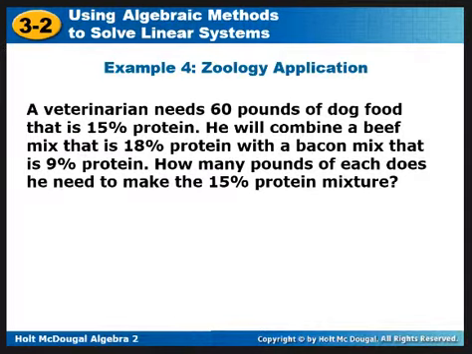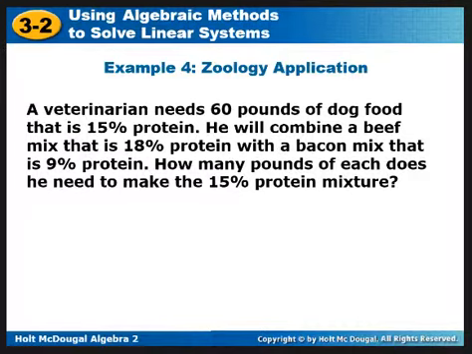How many pounds of each does he need to make the 15% protein mixture? All right, so what we need to do is come up with 2 different equations that we can put together in a system and use to solve this. Our first equation is going to be pretty simple, and this is the way it works most of the time.